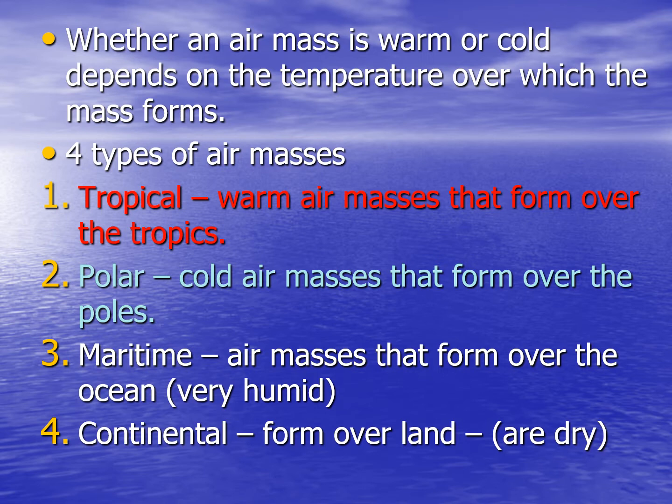Four types of air masses. There's tropical, warm air masses that form over the tropics. There's polar, cold air masses that form over the poles. Maritime, which are air masses that form over the ocean. They are very humid. And continental, they form over land and are usually dry.